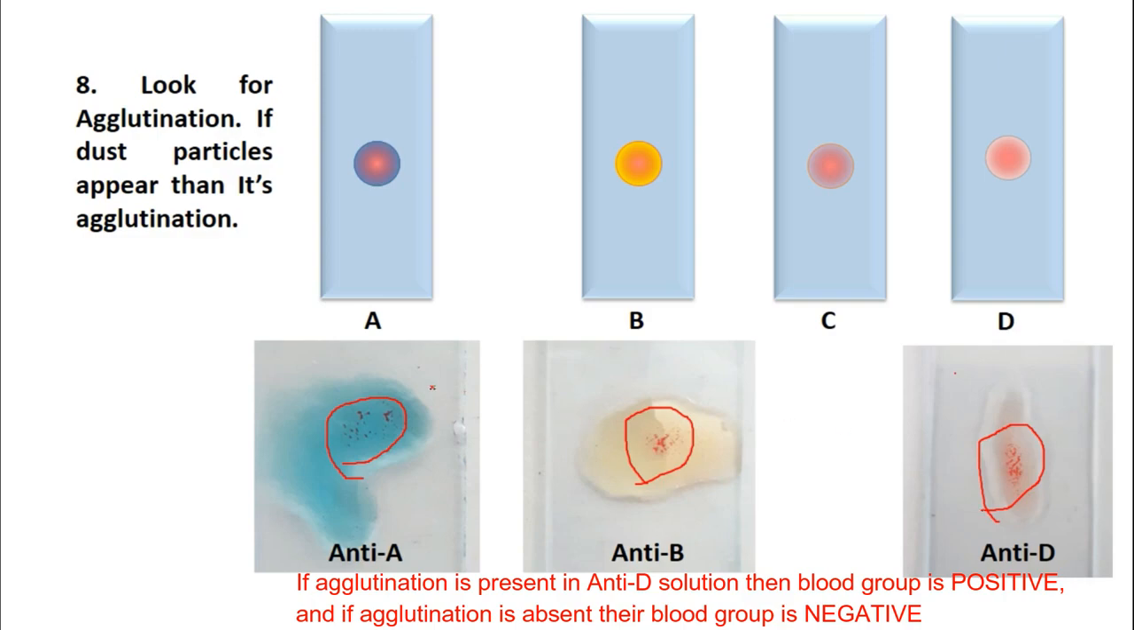Now there are 3 different types of agglutinogen present: agglutinogen A, agglutinogen B and Rh agglutinogen. So their blood group will be AB positive, because all 3 agglutinogens are present.